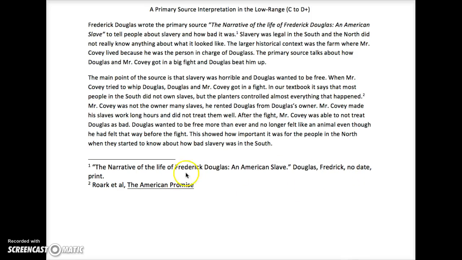This is an improper footnote, but at least they use the citations. At least they tried to correspond to how it's done using the superscript in Chicago. All right, so that's a C to D range.